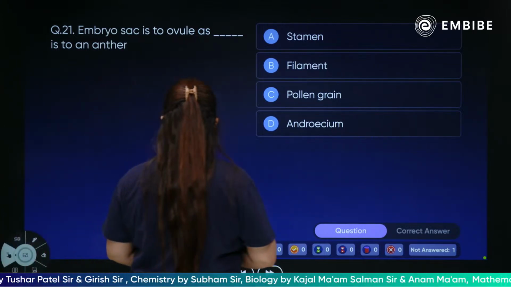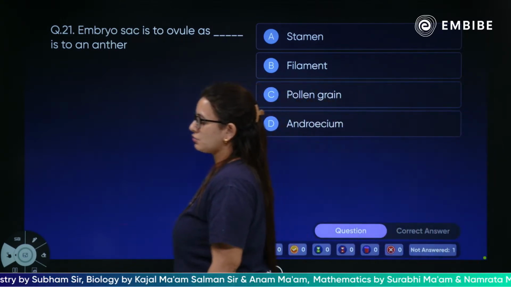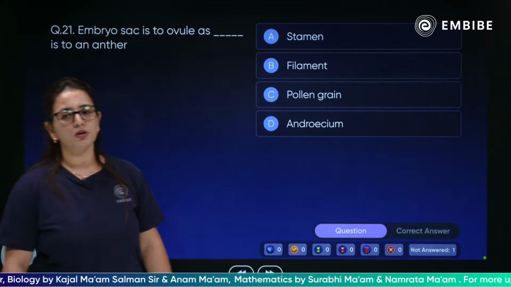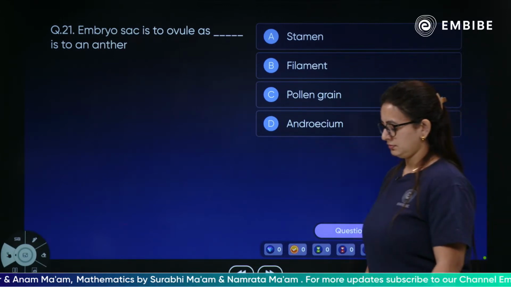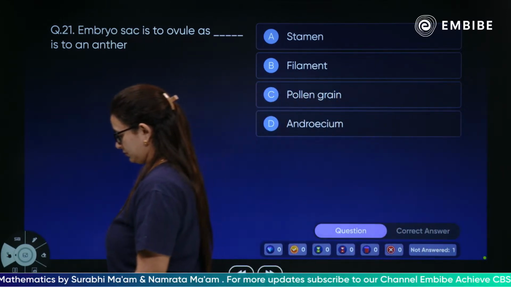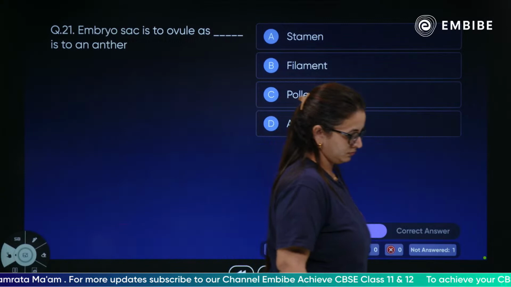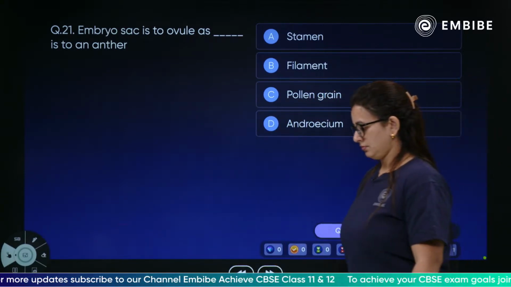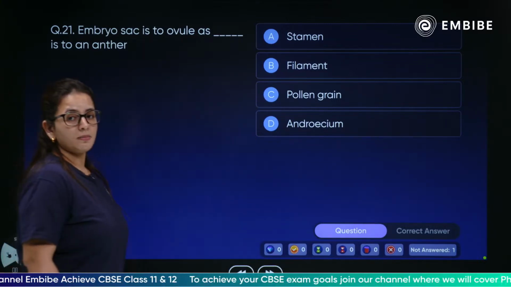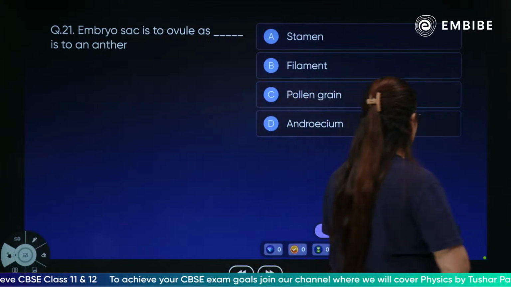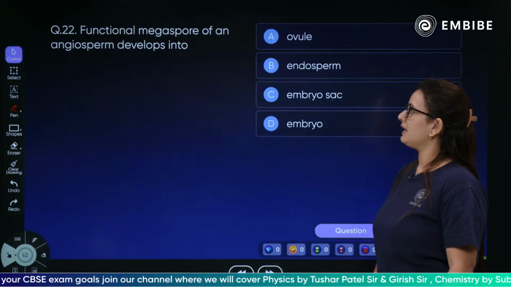Very simple. Embryo sac is to ovule as, for the anther, it is the pollen grain. Absolutely very simple. Next question.